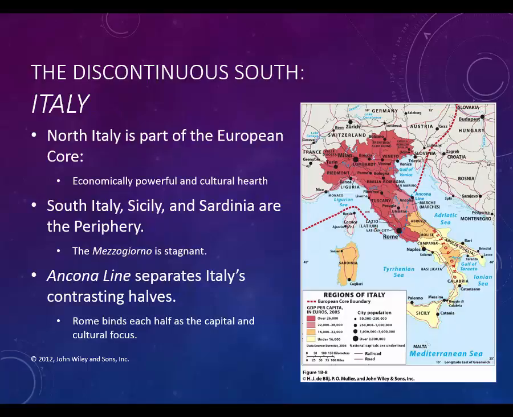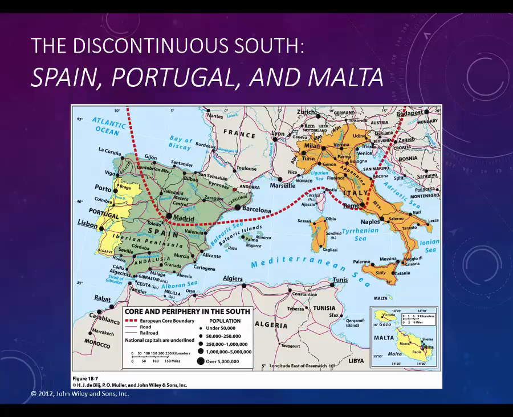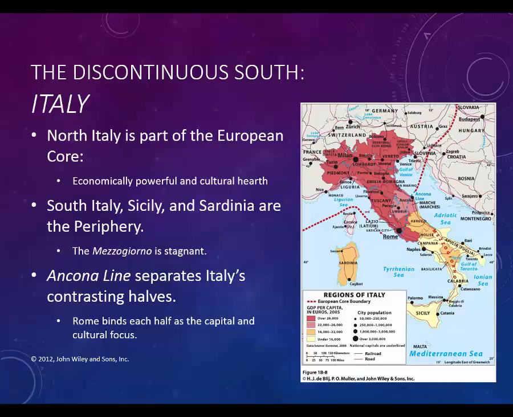Third, we have the discontinuous South, and here we have Italy. North Italy is considered part of the European core, while South Italy, Sicily, and Sardinia are the periphery. Italy is the most populous of the southern states, and we can see from figure 1b8 that the northern region has a higher GDP than the south.